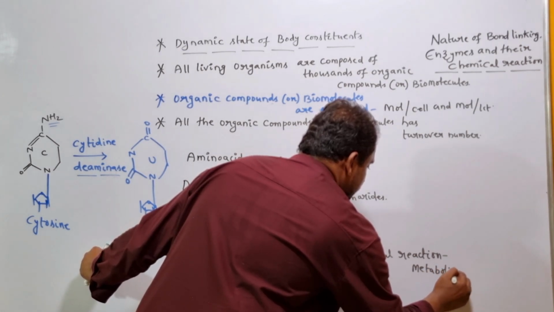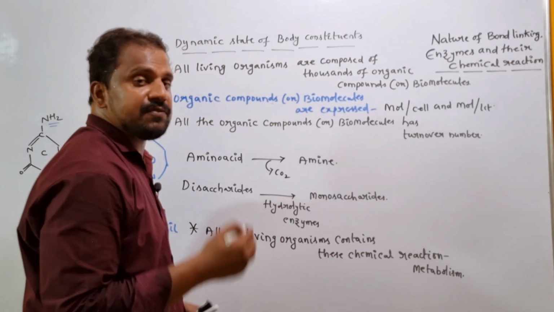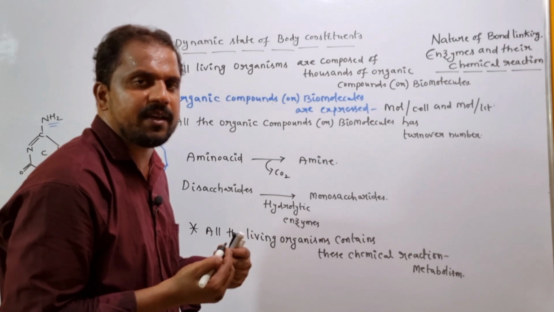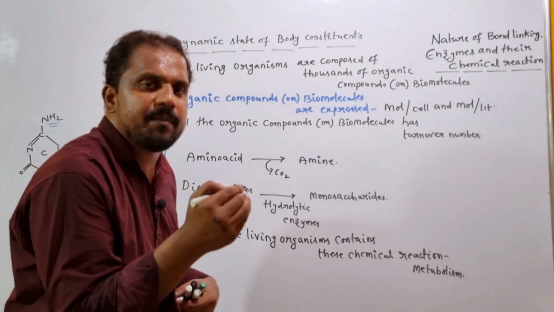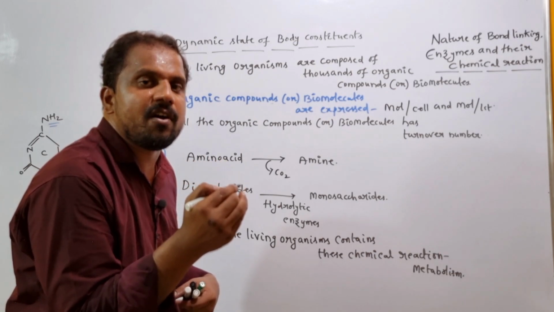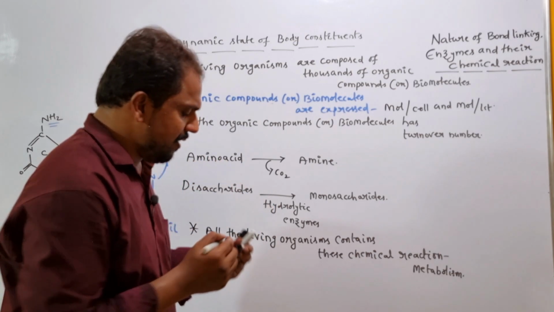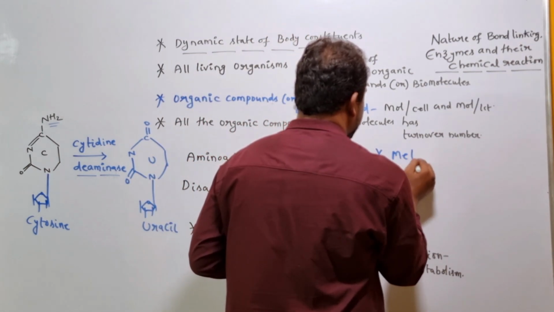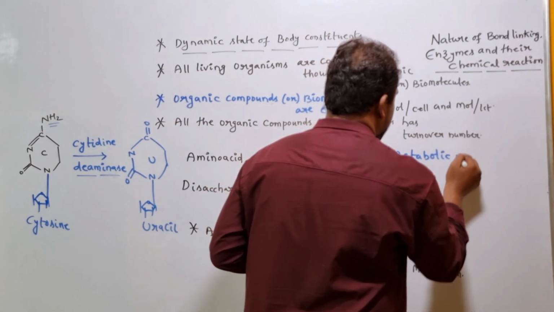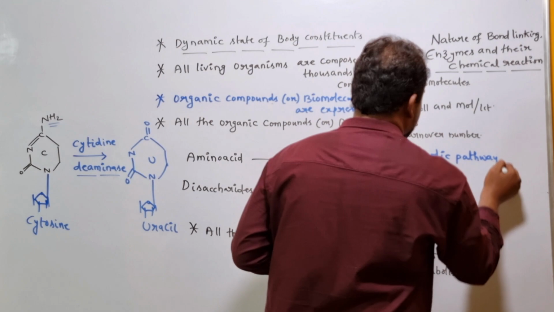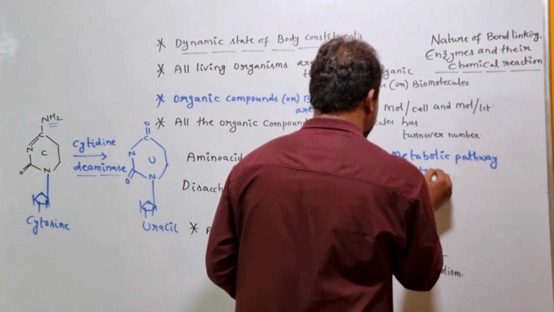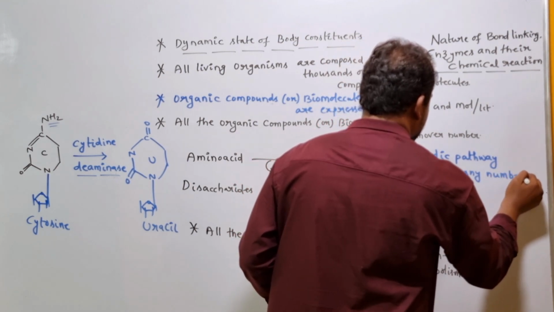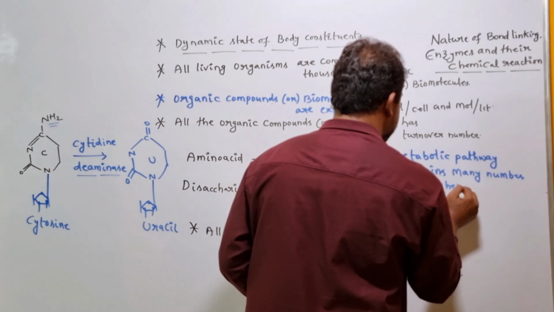Is it clear? So here, once many number of chemical reactions, the metabolic reactions, occur in a systematic manner or in a programmed manner, it leads to the formation of what? Metabolic pathway. Is it clear? One particular metabolic pathway. Metabolic pathway contains many number of chemical reactions.